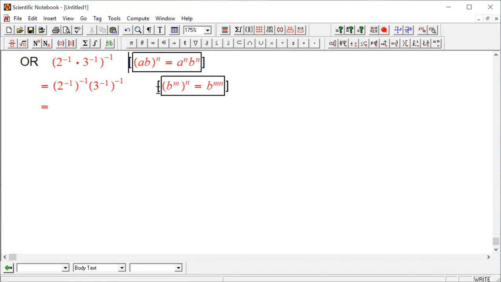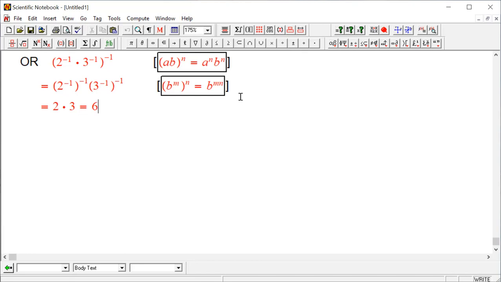We can apply this property, right? So -1 times -1, these two powers multiply. One is m, the other one is n. So we're gonna get a 2, and then we get times 3, and of course that equals 6. So these are the two different ways you could do it.